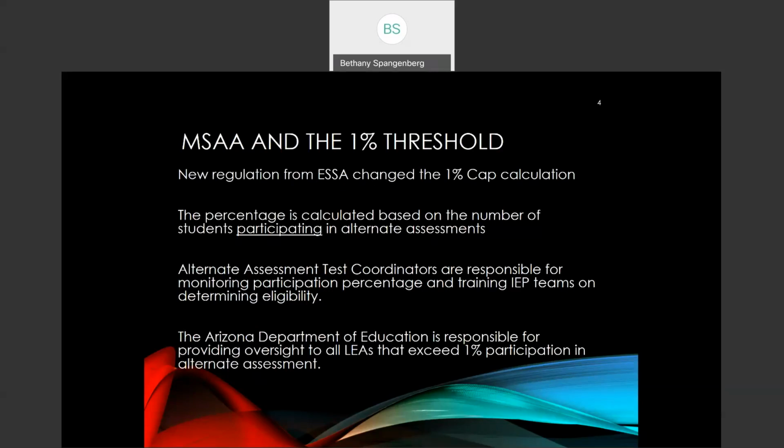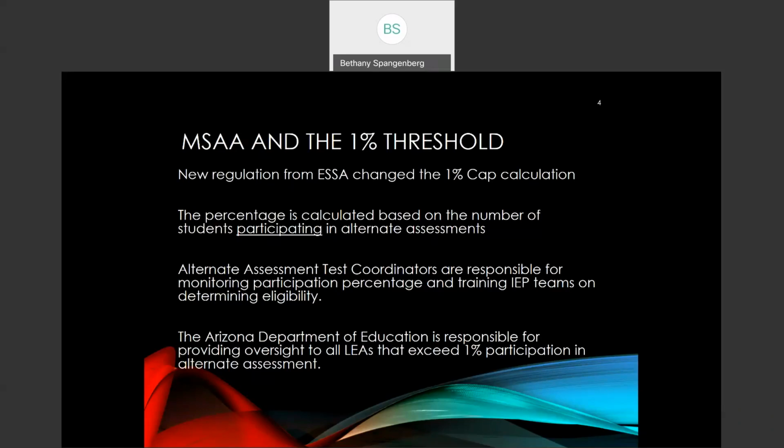Test coordinators have developed their own systems for monitoring participation. Some require all IEP teams to submit evidence along with the checklist found in the eligibility document. Others are able to review every IEP. Some participate in IEP meetings. If you have a system that works well, please share it with others. For those of you who are new or need ideas to improve your system, reach out to another test coordinator.